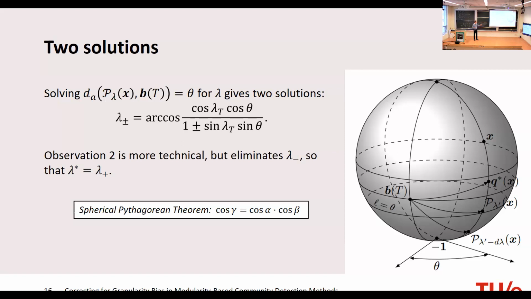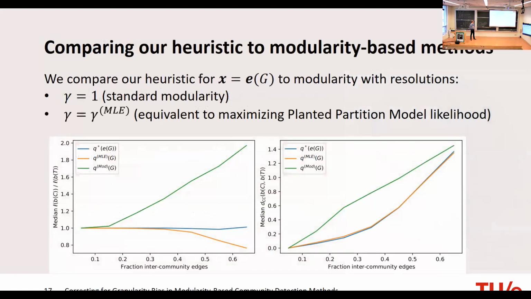So this gives two solutions. There's also a second observation that we use, and that basically eliminates this lower solution over here. And so then we are left with that second value, but I will not discuss this second observation because of time constraints.